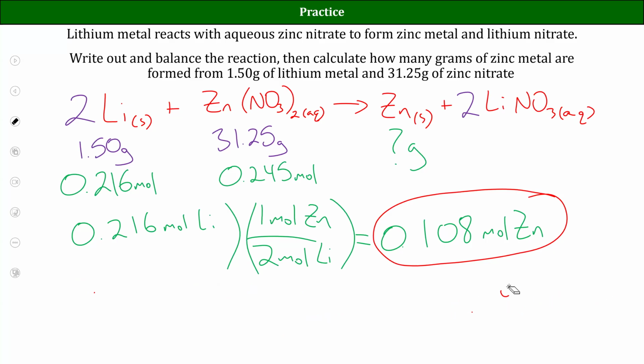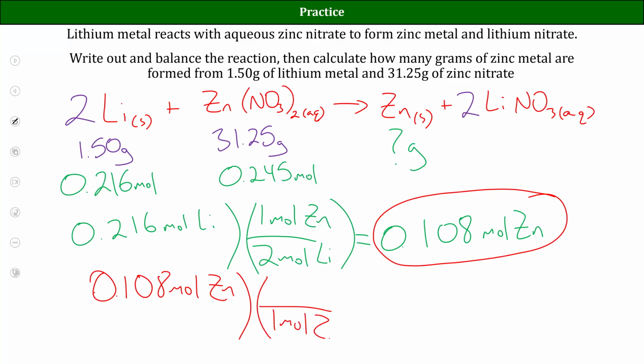Good. Since we skipped over the getting to the moles here, we'll show the step at the end, 0.108 moles of zinc. And for every 1 mole of zinc, it's what, 65, I think? So we're going to get something in the 6.57 grams range.